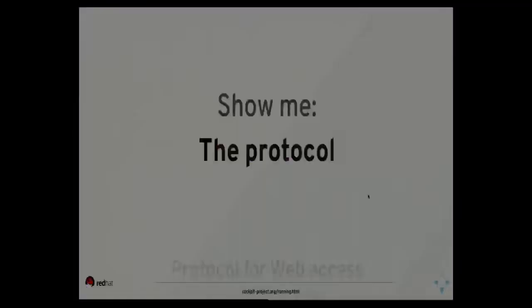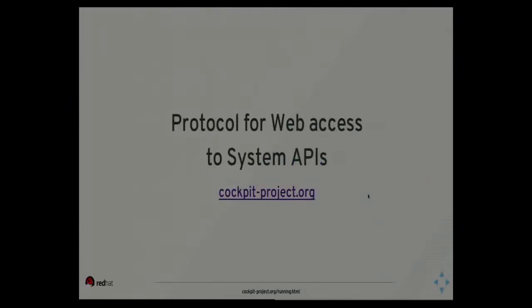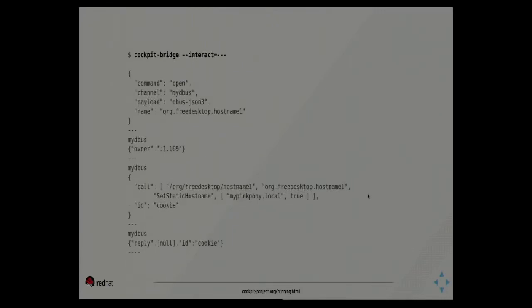So, how does this work? There is a protocol for web access to system APIs. We have documentation on it, and this is what it looks like. You can actually do these commands and interact with this directly from the command line. Like we said, this bridge process speaks this protocol in its standard in and standard out. And here we have opening a connection to a dbus API. We have some response that comes back, and here we have a call method to a dbus API. And again, in this case, there are no arguments, no out arguments from that method, from the set static hostname method.